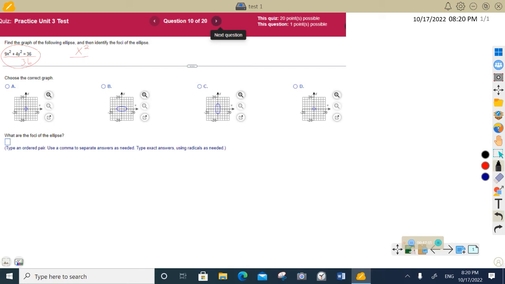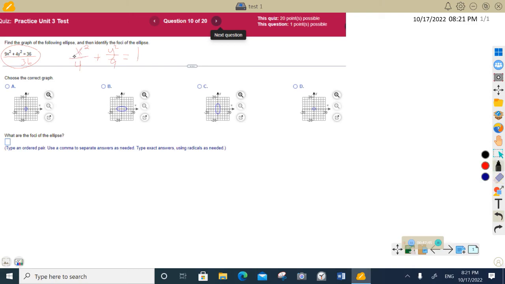9 over 36 is 1/4. 4 over 36 is 1/9. So I'm not going to write 1x squared over 4 or 1y squared over 9, because the 1 is understood, okay? So that's really not there. And then 36 divided by 36 is 1. So now we have it in standard form. Let me take off that 1 so it doesn't confuse anybody. And it erased half my stuff.